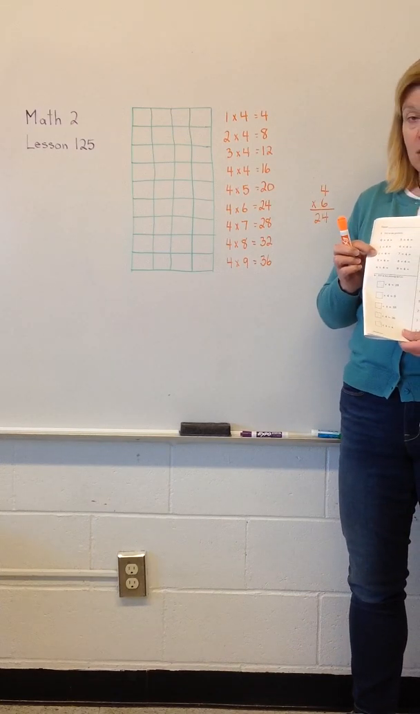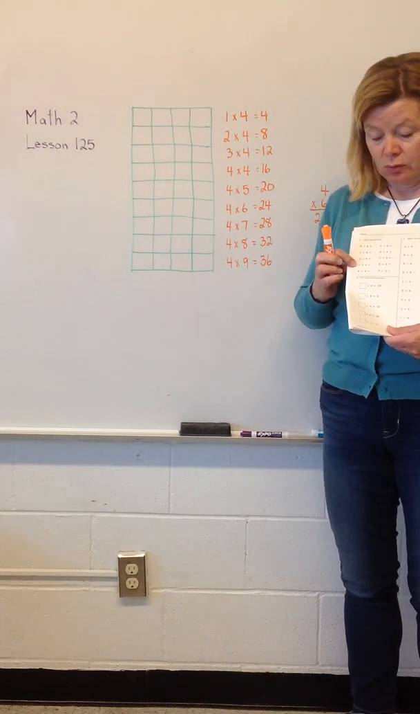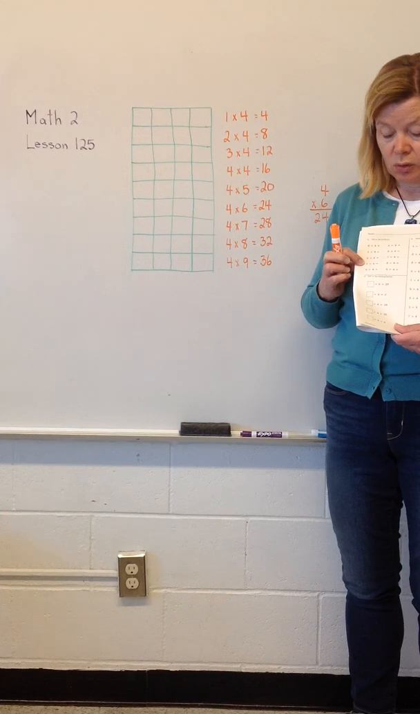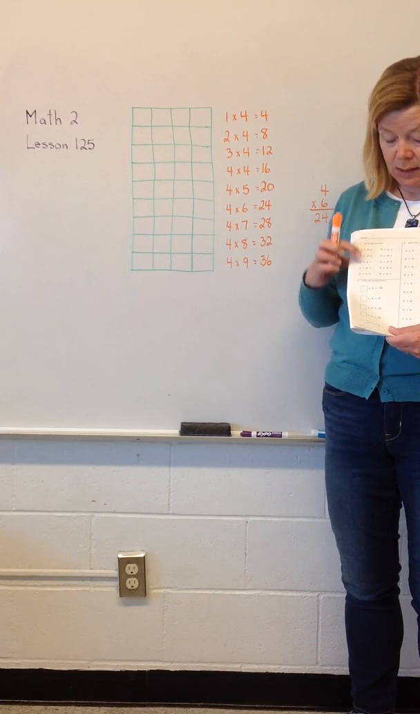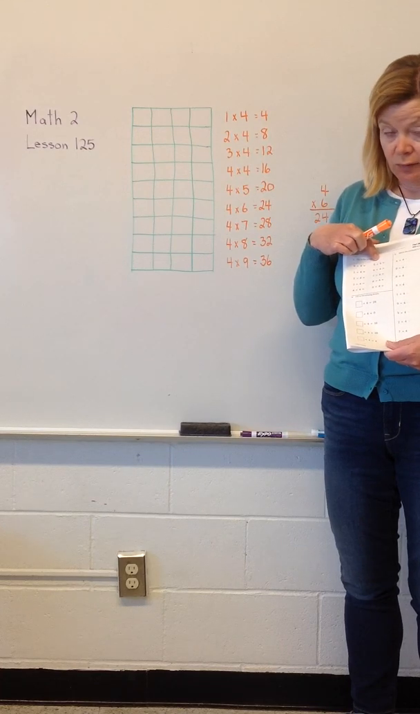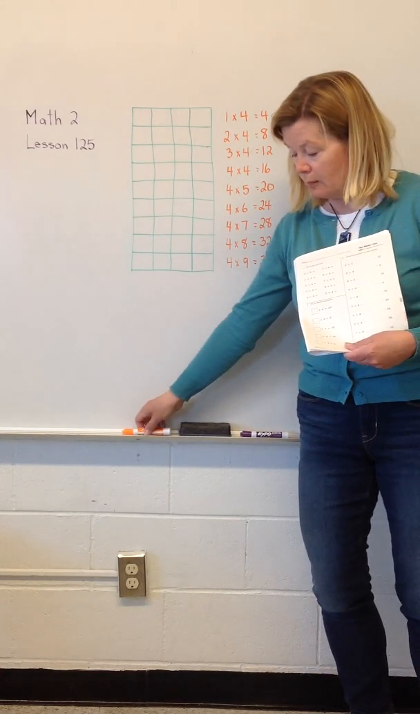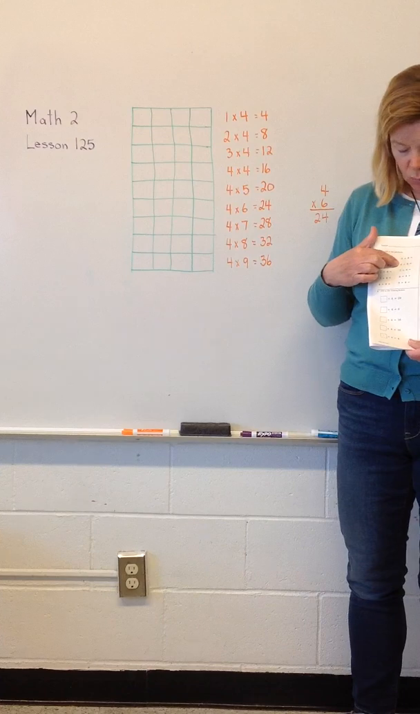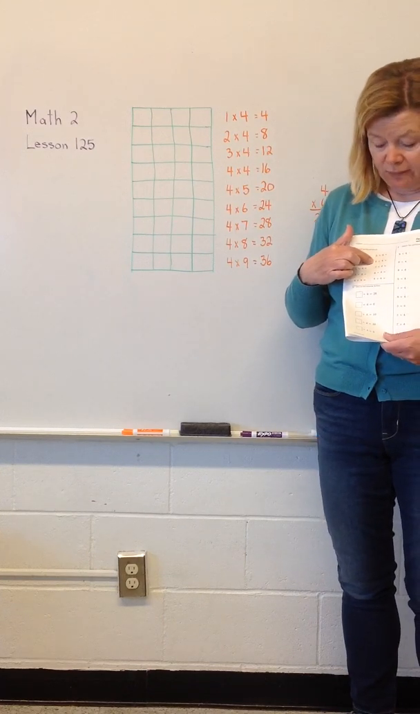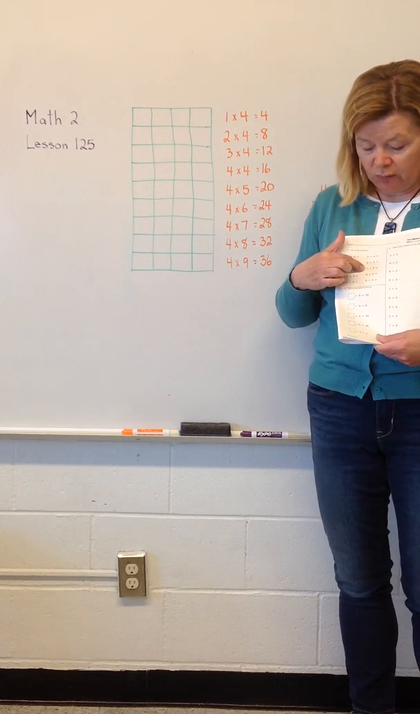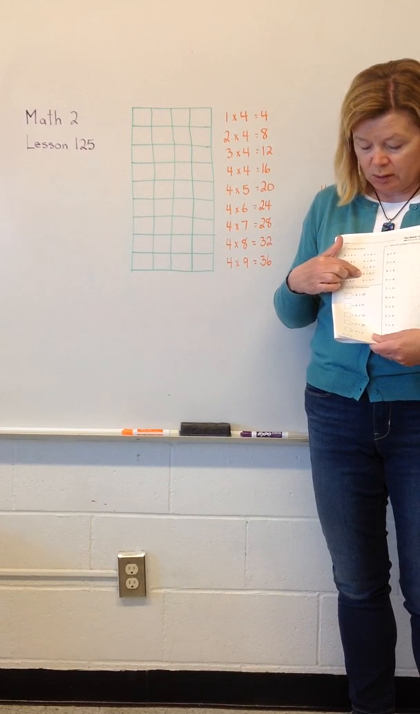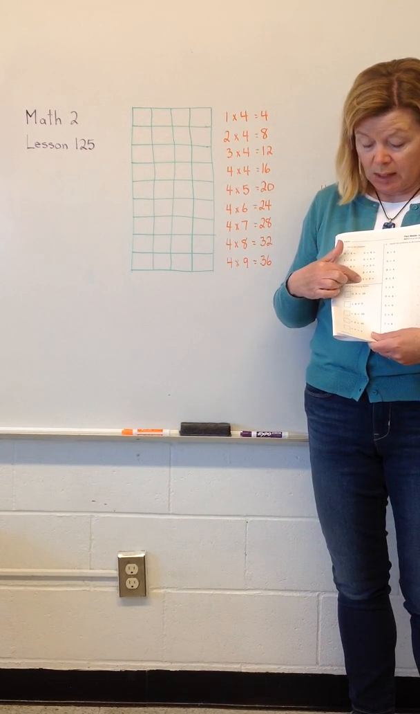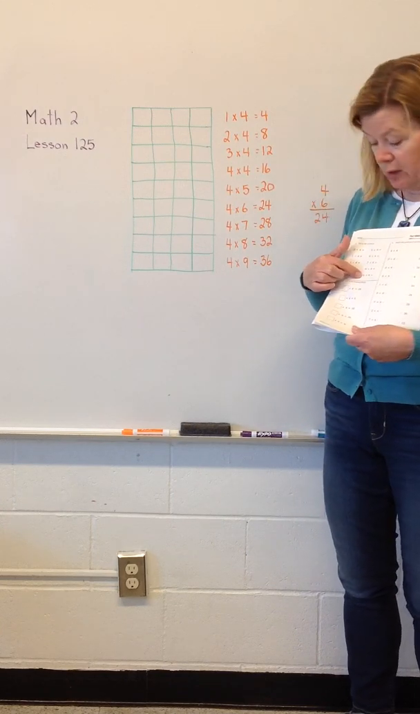2 groups of 4, 8. 3 groups of 4, 12. 4 groups of 4, 16. 5 groups of 4, 20. 6 groups of 4, 24. 7 groups of 4, 28. 8 groups of 4, 32. And 9 groups of 4, 36.